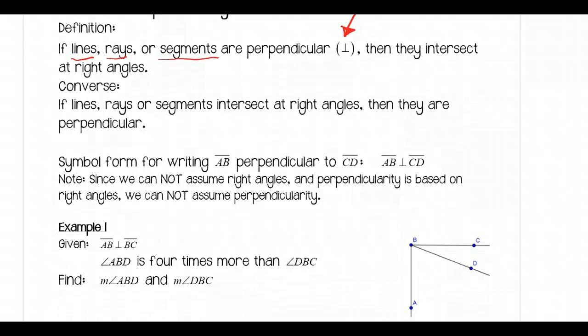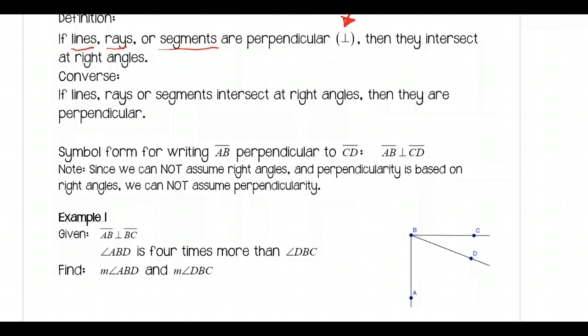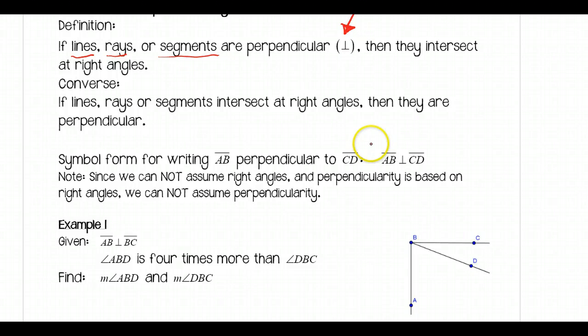Okay, so the symbol form for writing that is AB is perpendicular to CD. Notice we just put the two figures and we put the perpendicular symbol in between them. And then our important note here is that since we cannot assume right angles, and perpendicularity is based on right angles, we cannot assume perpendicularity. It has to be proven.